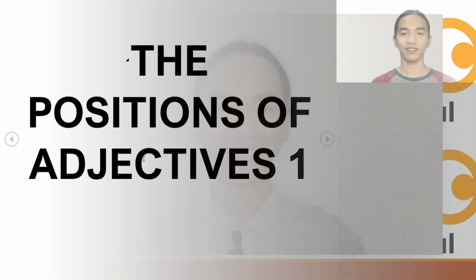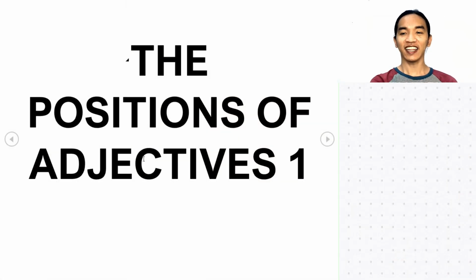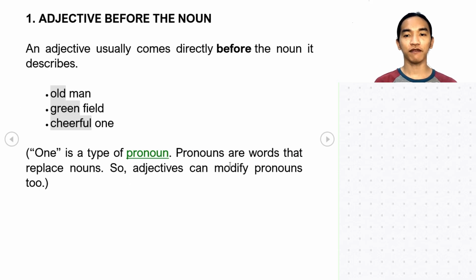Let's go. So, for today's discussion, let's go ahead and talk about the positions of adjectives, part one. Okay, so it is very important to know the positions of adjectives for us to classify them well. Okay, and also these positions talk about more of the functions of these adjectives and how we can effectively put them in our sentences. Okay, so for the first one, we have your adjectives before the noun.